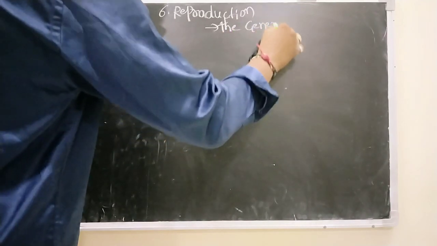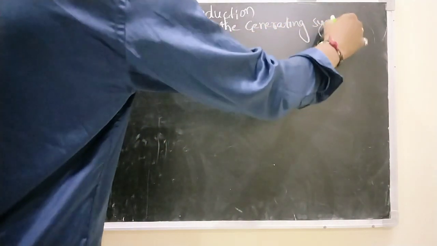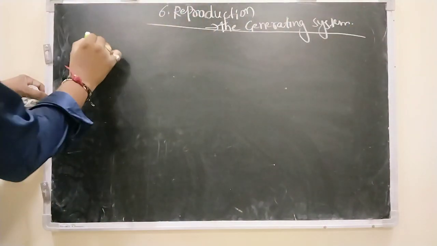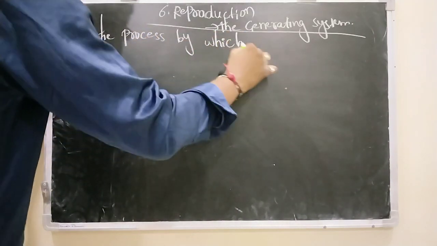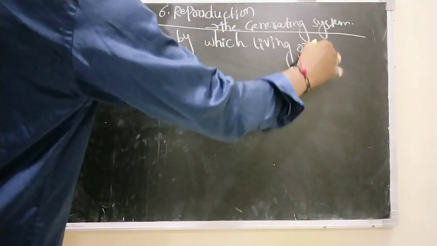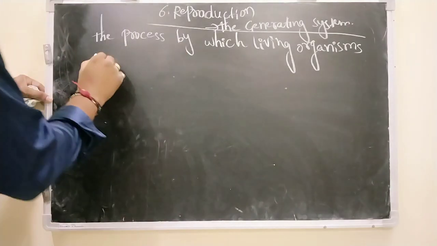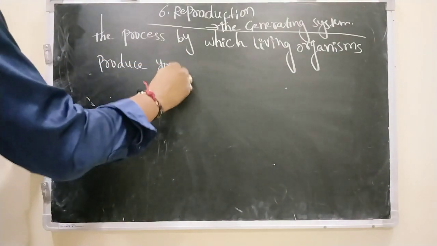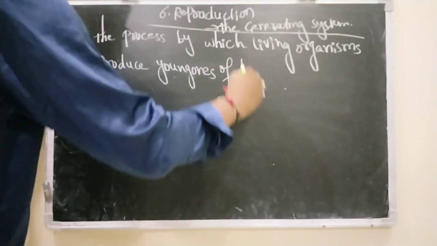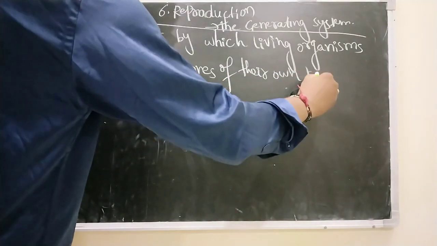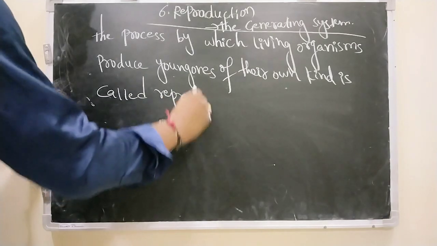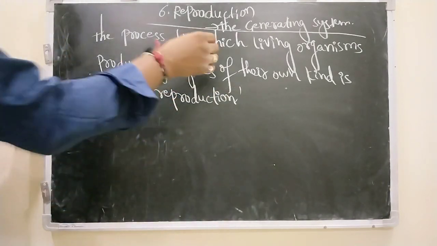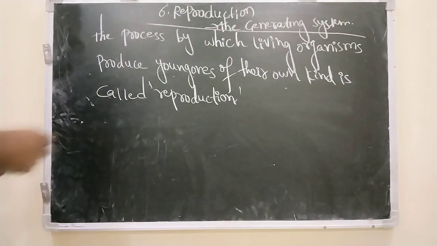The topic is about reproduction, the generating system. What is reproduction? It is the process by which living organisms produce young ones of their own kind. The process by which living organisms produce the young ones of their own kind is called reproduction.